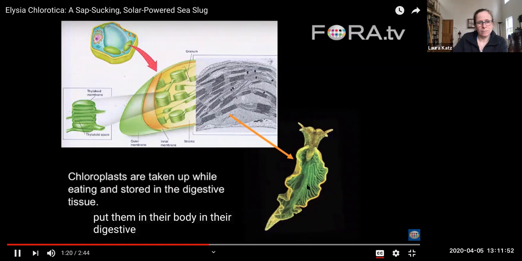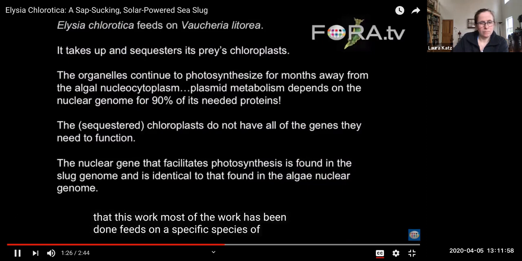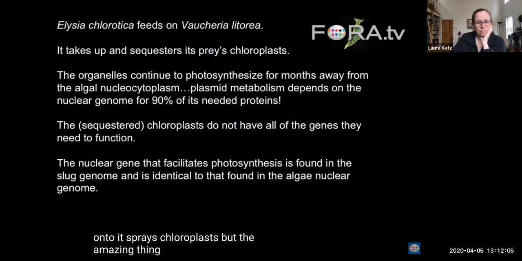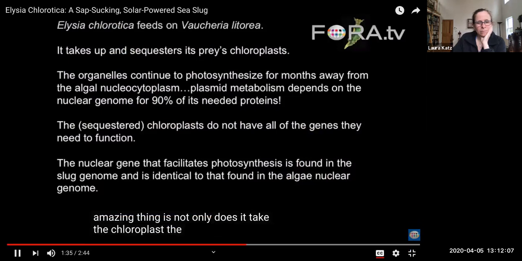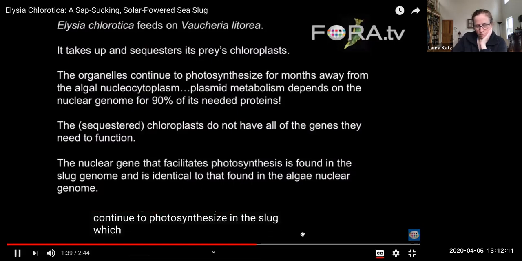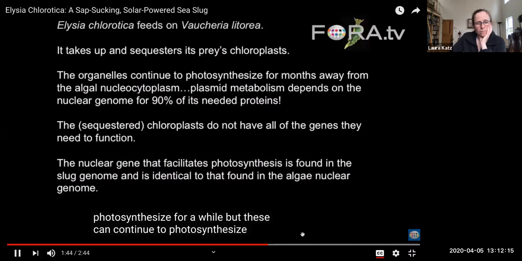in their digestive tissue. So this Alveolates, the specific species that most of the work has been done on, feeds on a specific species of algae. It takes up and sequesters or holds onto its prey's chloroplasts. But the amazing thing is, not only does it take the chloroplasts, they continue to photosynthesize in the slug. Maybe it could photosynthesize for a while, but they continue to photosynthesize for long periods of time.